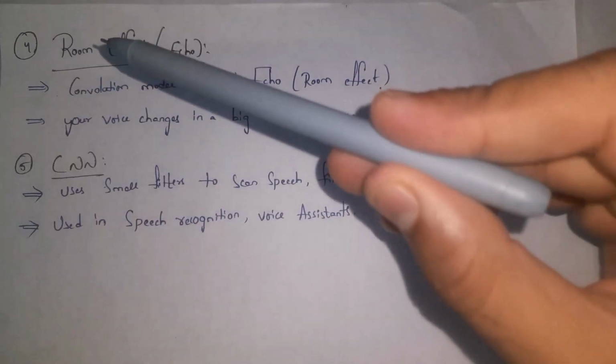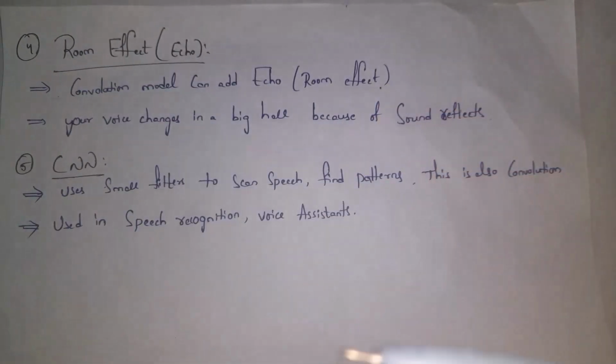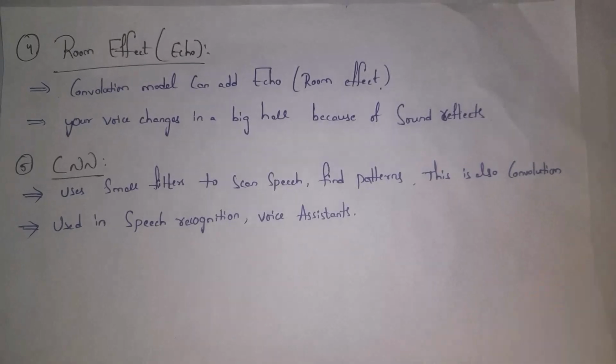And the fourth one is room effect. We call it echo. Guys, a convolution model can add echo, that is nothing but room effect. For example, if we speak in an empty room, there is a lot of echo. In a big hall, our voice will reflect. We can add that echo effect to our voice by using this convolution model.